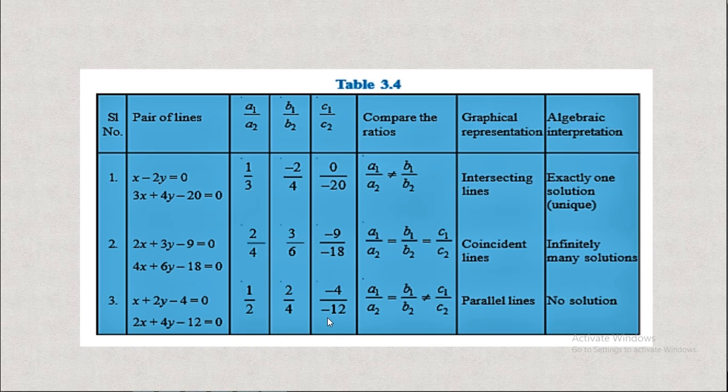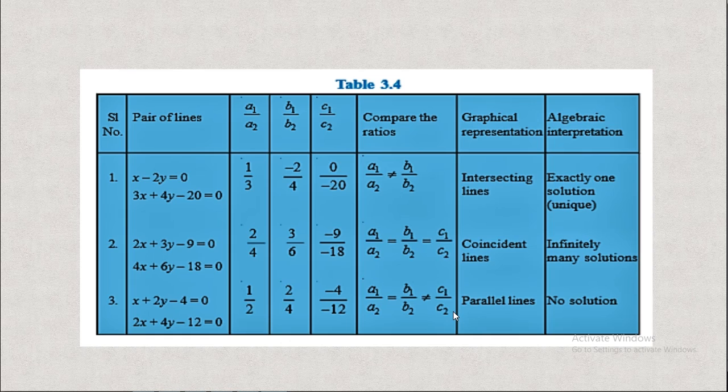And let's see, when comparing the ratios, we'll get 1 by 2 here, and 2 by 4 when cancelling we will get 1 by 2, and this minus cancel, and 4 by 12, that is 4 will go in 12 three times. This when cancelling we will get 1 by 3. So this 1 by 2 is equal to 1 by 2 here. That is a1 by a2 is equal to b1 by b2, but they are not equal to c1 by c2. Okay, that is, in this case a1 by a2 will be equal to b1 by b2, but they are not equal to c1 by c2.